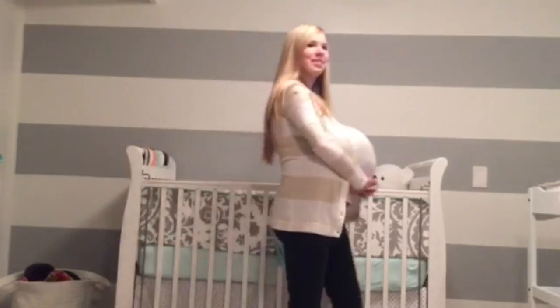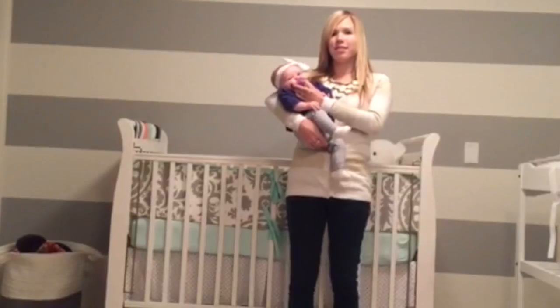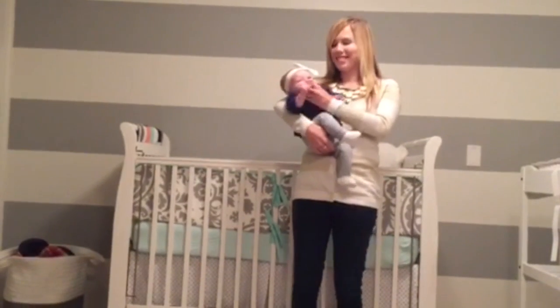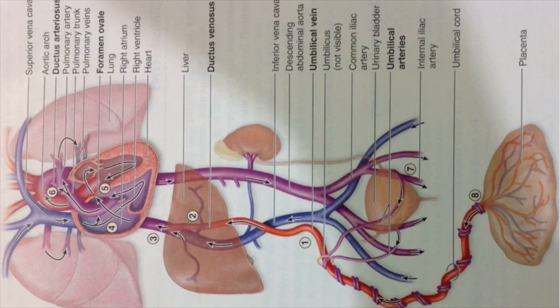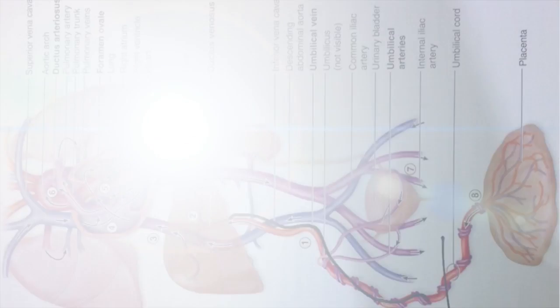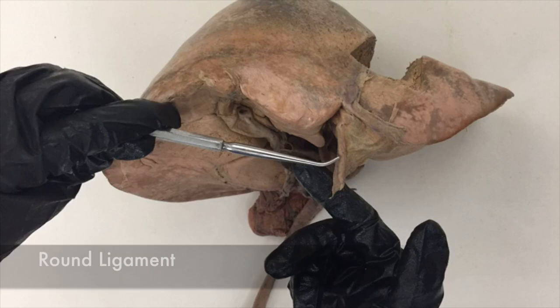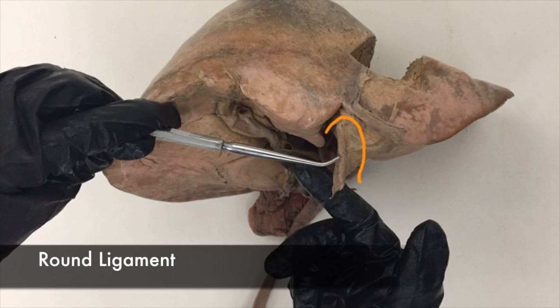You remember Nicole? She is ready to have her baby now. Meet Avery. Now that she is born, her blood has been rerouted to an entirely new circulatory pathway. Soon after birth, the umbilical cord is severed. The umbilical vein then constricts and becomes non-functional. The umbilical vein then becomes the round ligament of the liver.